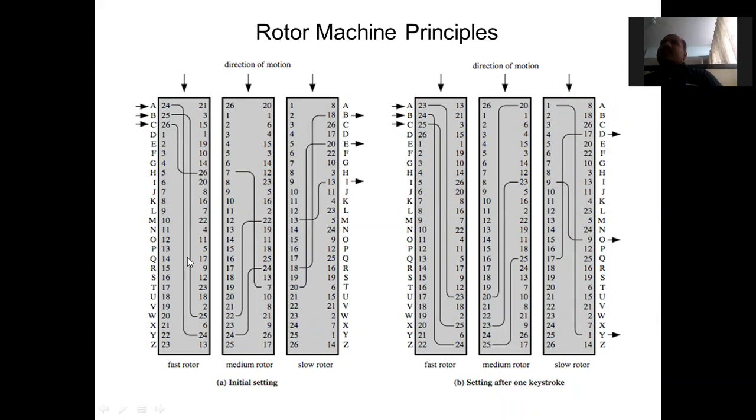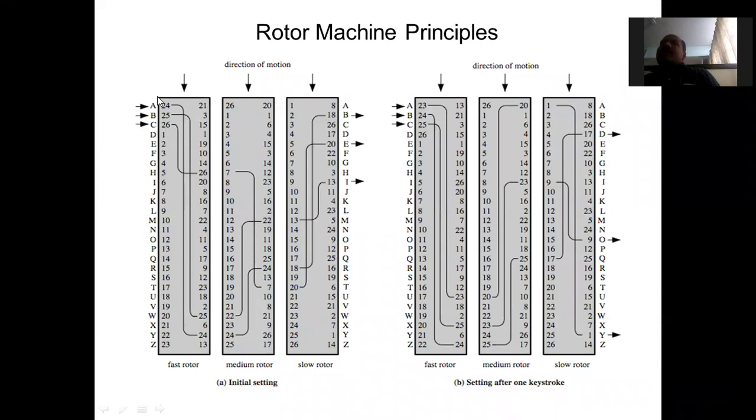These vertical things you are observing here are called cylinders. This is the fast rotor, this is the medium rotor, and this is the slow rotor. Again, in the second diagram we have the fast rotor, the medium rotor, and the slow rotor. In every cylinder there are 26 pins.